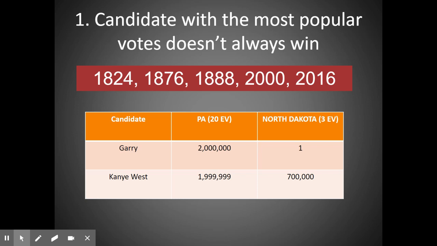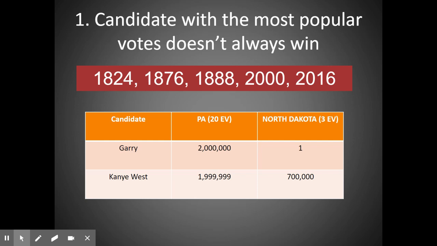Kanye got 1,999,999 votes, one less than me, and gets nothing. He leaves Pennsylvania with 0. It's one of the fundamental arguments against the Electoral College. So after one state, we're really close in popular votes, but I have a healthy lead in electoral votes.